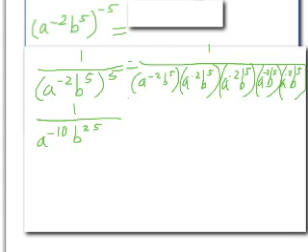Okay, so that 1 over a to the negative 10, we can't keep it that way because we want positive exponents. So just like we took something with a negative exponent that was on top of the fraction bar and put it below as a positive, we can go the opposite way. We can take that negative 10 and put it on the top and make it positive. So we'll go a to the 10 over b to the 25th, which is the same answer we got before.